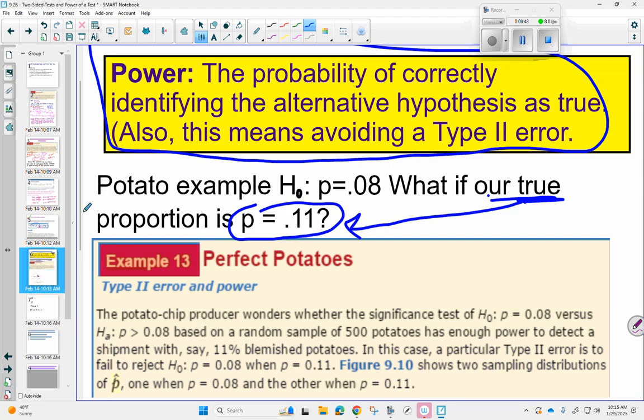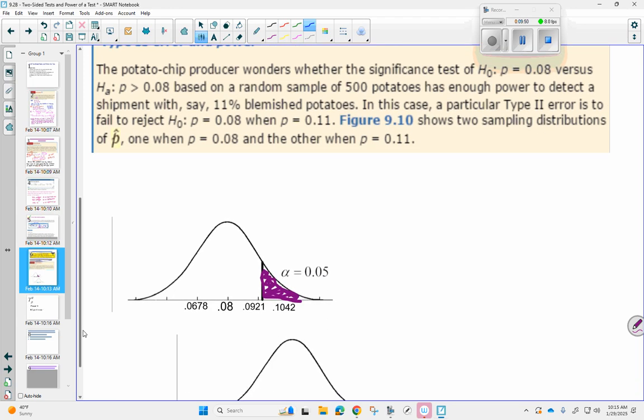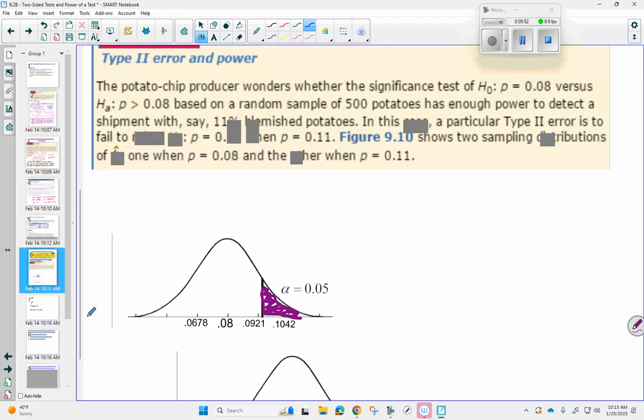Well, let's just read this real quick. Okay, we've got this. Based on a random sample of 500 potatoes, we already know that it's 11%. In this case, a particular type 2 error is to fail to reject, right? We want to avoid that. And here are our two sampling distributions.